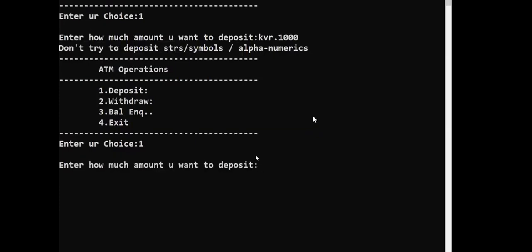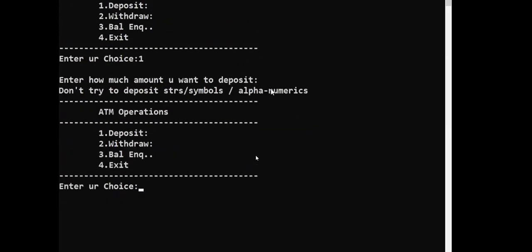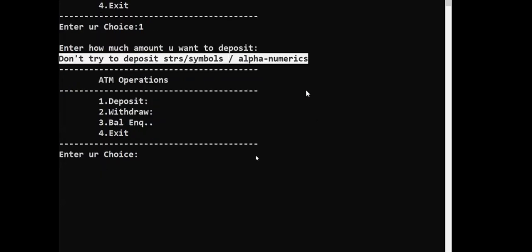Choice 1. Next, what will I do? I will not enter anything, just a space. I just press the enter key. Don't try to deposit strings, special symbols and so on. Next, go to the second one.